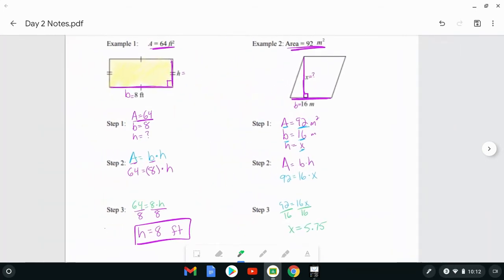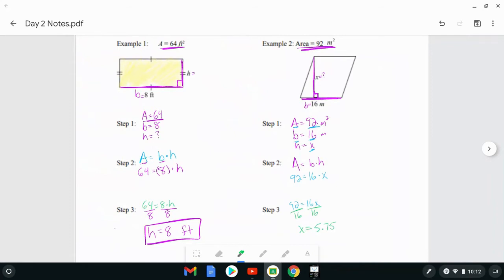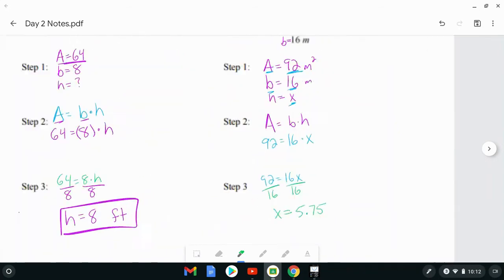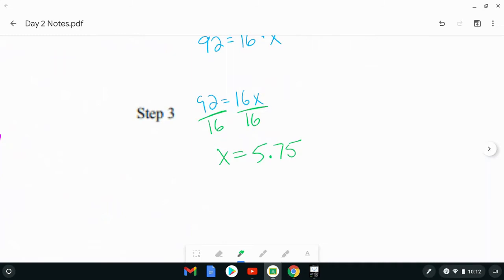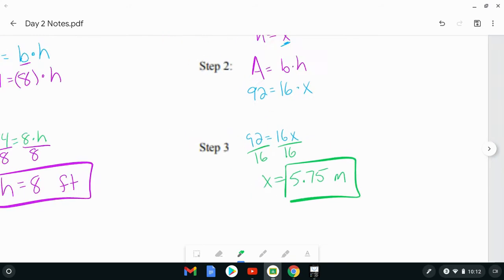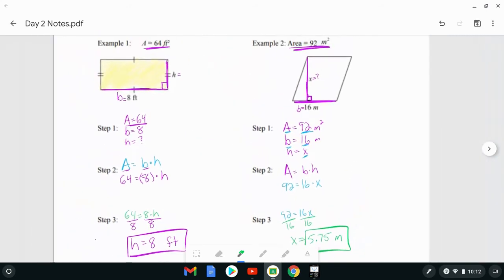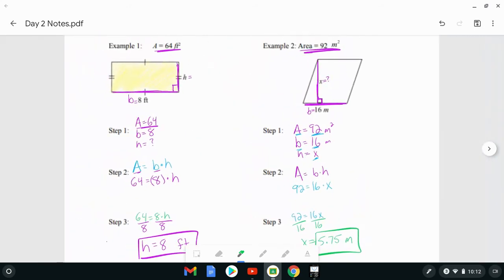So just like the last problem, notice the similarities here. You're given the total area, plug it in for A. You're given the base, plug it in for B. This time you're given x instead of h for height, but you're still plugging that in. And then you solve for that unknown x. So x is going to be 5.75, but this time it is meters, not feet. Okay? Don't forget your label. No squared this time because we're finding a length.